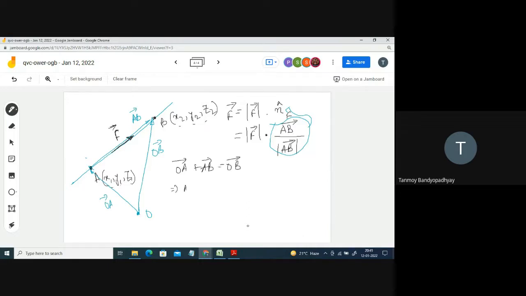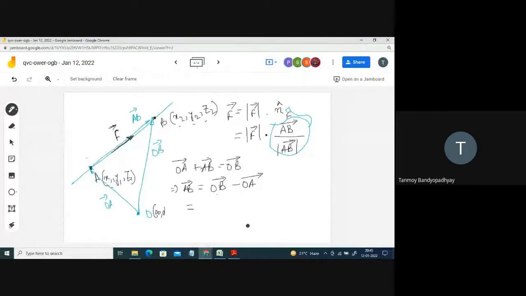So what will be the AB vector? The AB vector should be equal to OB vector minus OA vector. Wherever you take the origin, so in this case, what will the OB vector be? Take any arbitrary origin, so let it be 0 0 0.